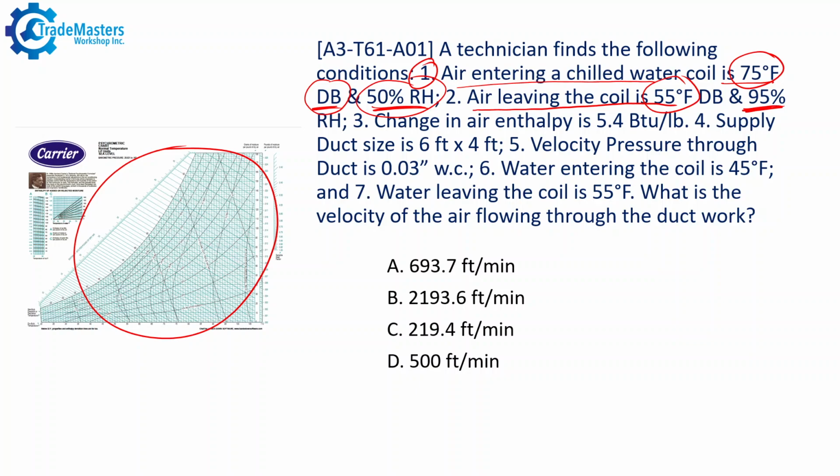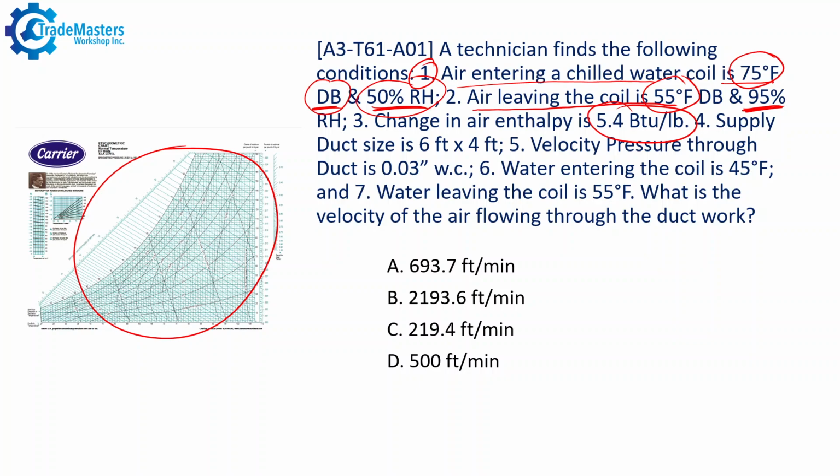And the change in the air enthalpy is 5.4 BTUs per pound. What does that mean? It means every pound of air that moves through that chilled water coil will give up 5.4 BTUs of heat energy to the chilled water flowing through the coil.